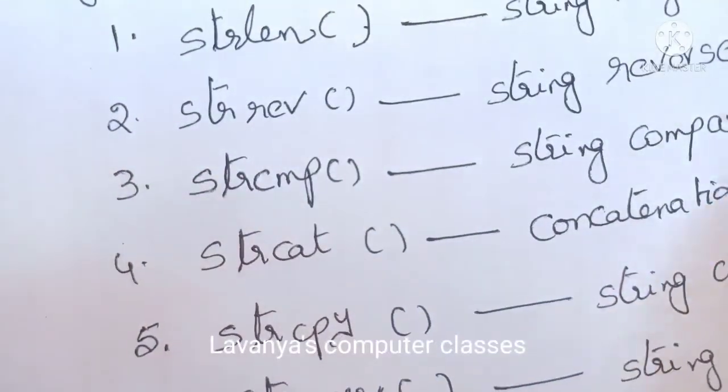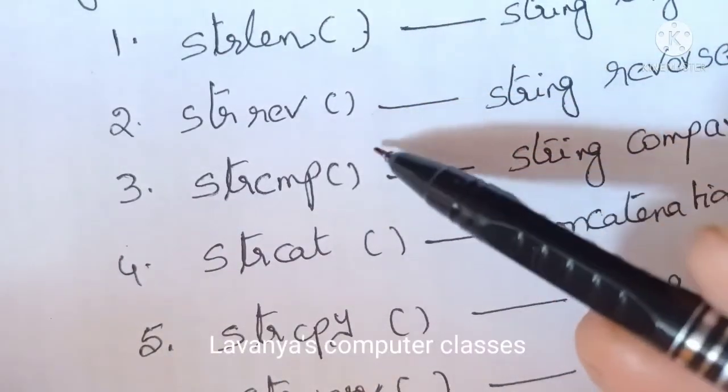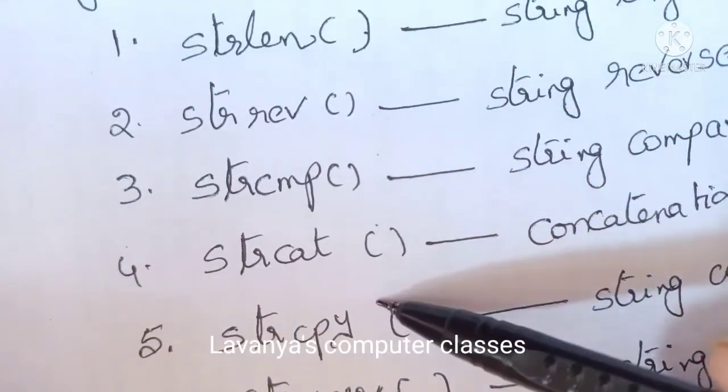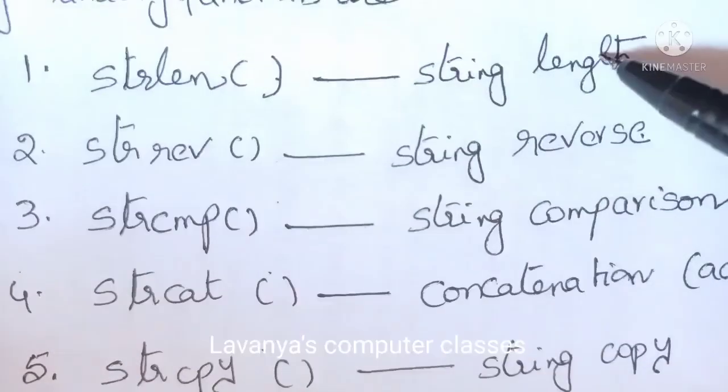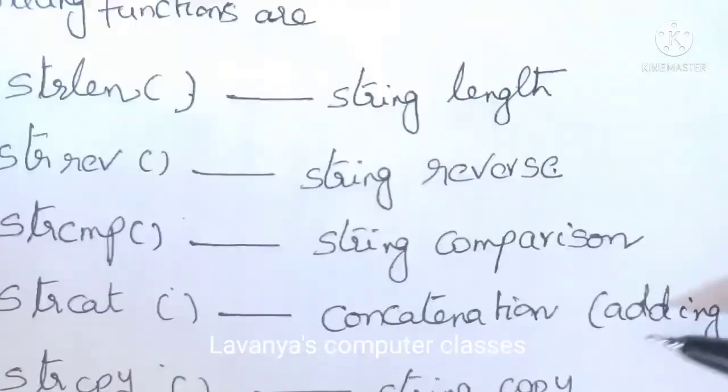So this is the working of the strcat function. So these all are the string handling functions: strlen, strrev, strcmp, strcat, strcpy.